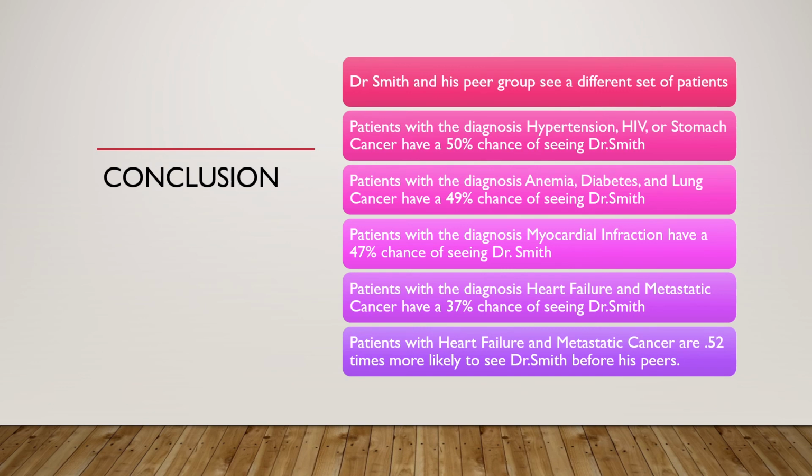In conclusion, Dr. Smith and his peer group see a different set of patients. Patients with the diagnosis hypertension, HIV, or stomach cancer have a 50% chance of seeing Dr. Smith. Patients with the diagnosis anemia, diabetes, and lung cancer have a 49% chance of seeing Dr. Smith. Patients with the diagnosis myocardial infarction have a 47% chance of seeing Dr. Smith, and patients with the diagnosis heart failure and metastatic cancer have a 37% chance of seeing Dr. Smith. Lastly, patients with heart failure and metastatic cancer are 0.52 times more likely to see Dr. Smith before his peers.